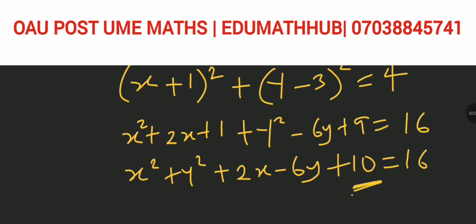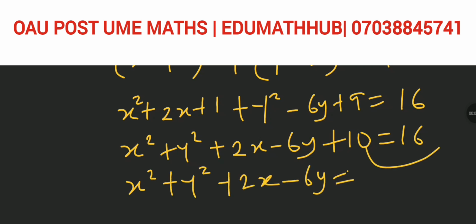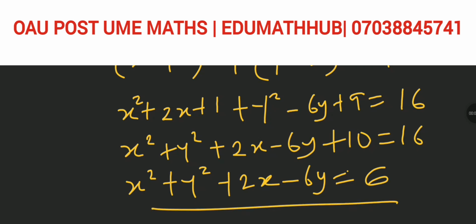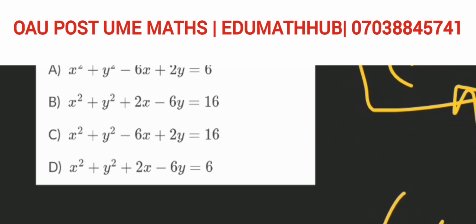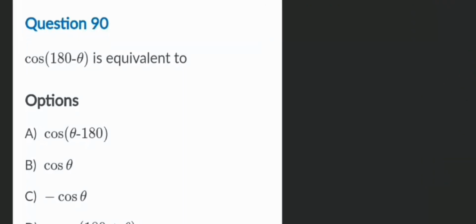Then let's bring this 10 to this particular side here. So if you do that, you're going to get x squared... Then 10 comes here, it becomes negative. 16 minus 10 will give you 6. So this is the answer right here. Let's go to the options and check it out. So x squared plus y squared plus 2x minus 6y is equal to 6. Okay? So you see that is option D. That's option D.